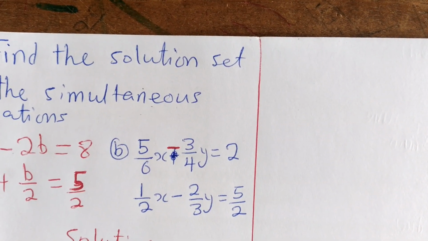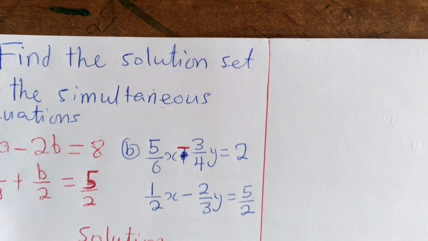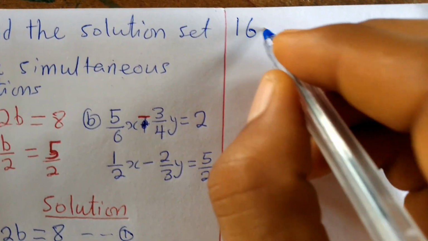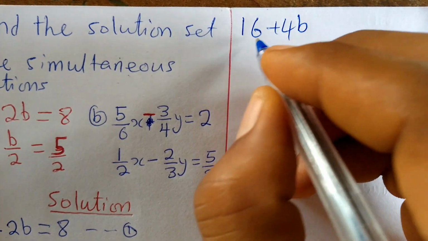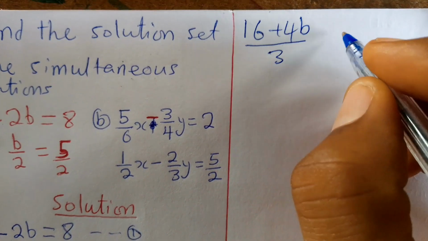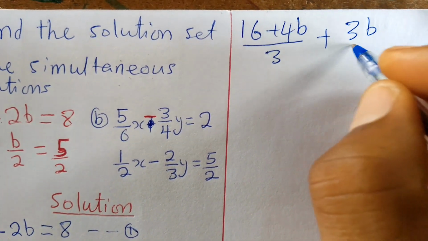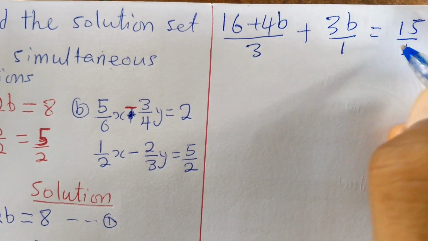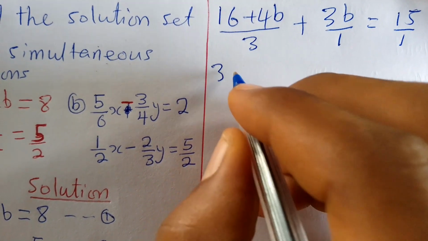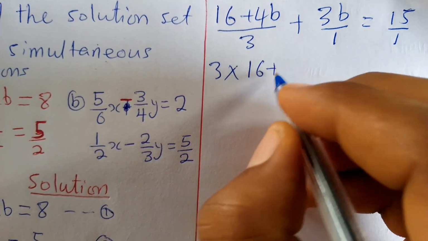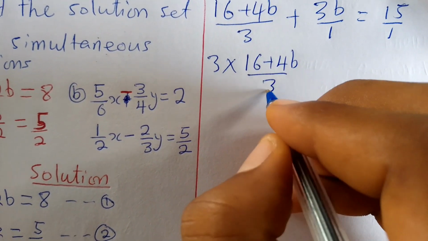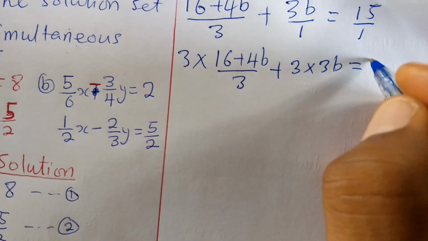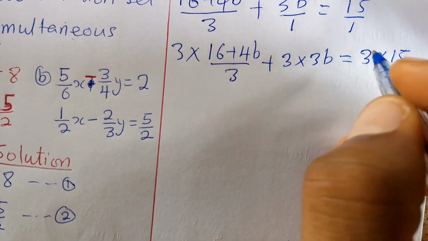So far as the LCM is 3, let me rewrite the equation here. The equation is (16 plus 4b) out of 3 plus 3b out of 1, for us not to be confused, is equal to 15 out of 1. And the LCM is 3, so it becomes 3 times (16 plus 4b) out of 3 plus 3 times 3b is equal to 3 times 15.